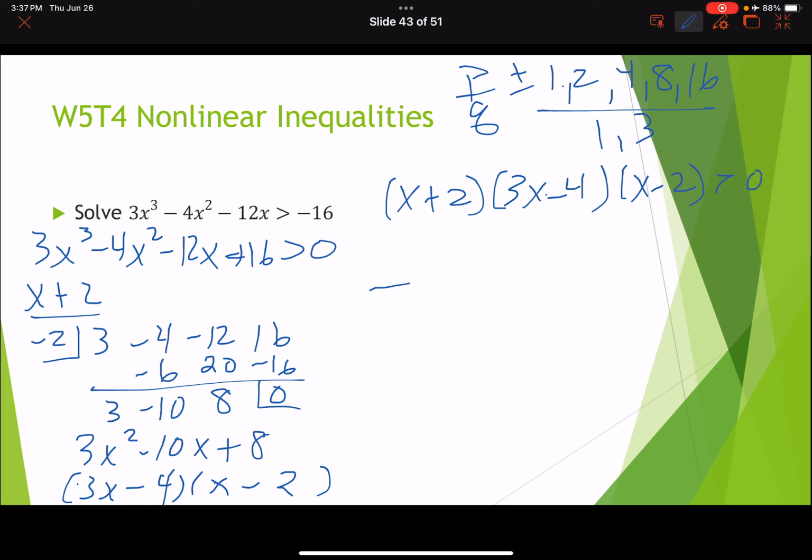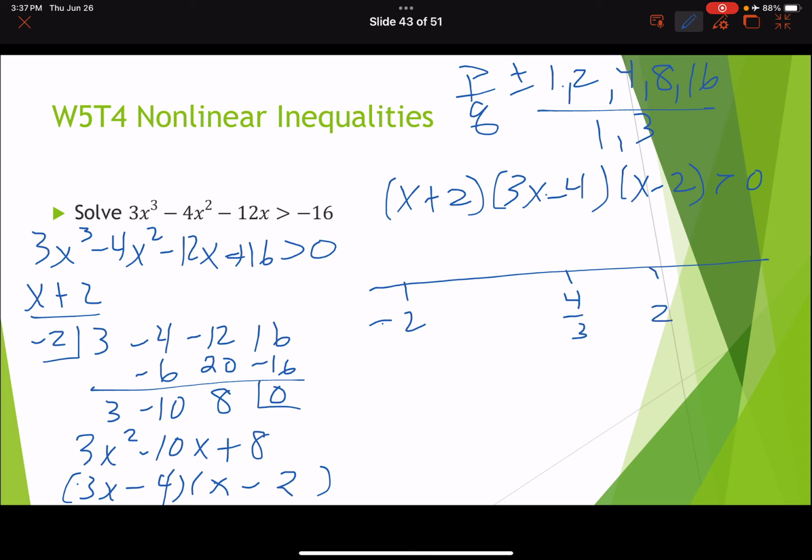Okay? So now we go to our number line. We're going to mark all those zeros. So we're going to have negative 2, positive 4/3, and positive 2. So again, we're going to test areas.